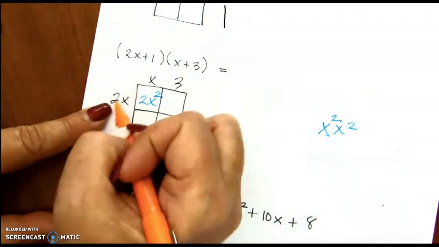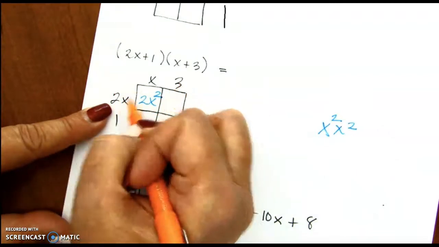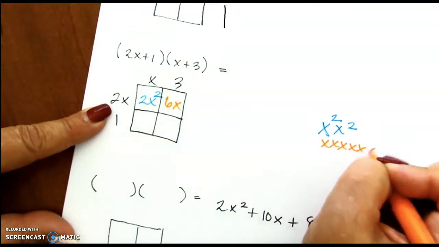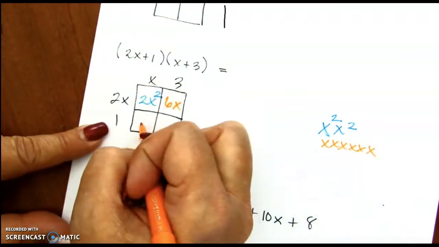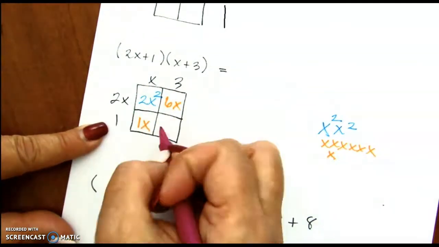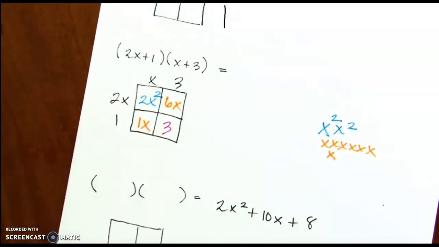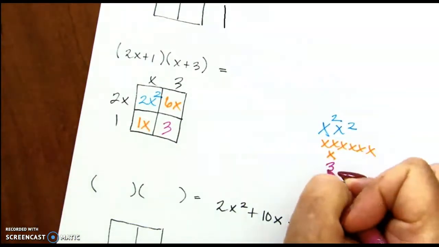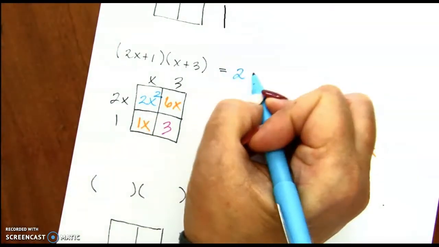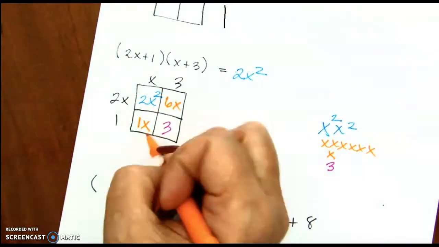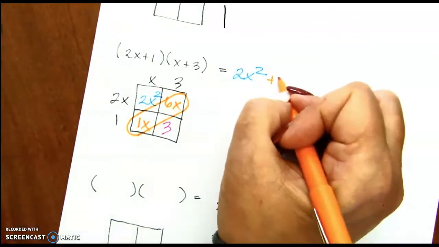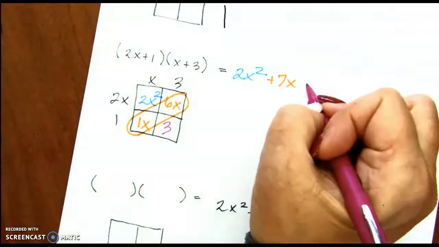And then 2x's times 3 is not just x times 3, but double that. So 6x. 6x's. And 1 times x is 1x. Add another x there. And then 1 times 3 is 3. Right? I have 3 here. So let's list the results of our multiplication table. I have a 2x squared. I have a combination of 1x and 6x's, just like over here. So I have a total of 7x's, and I have 3 positives.